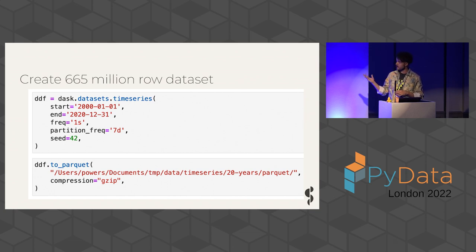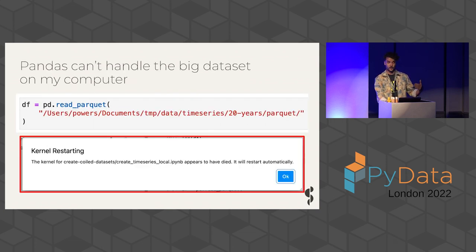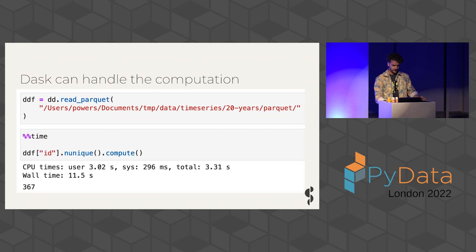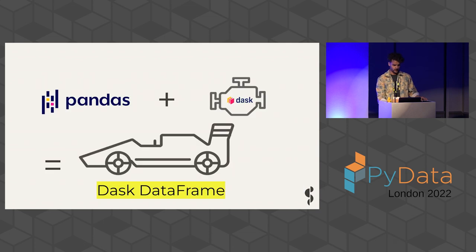Here we create a 665 million row data set with Dask and write it to Parquet. If we try to load this into pandas, you either get a memory error or your Jupyter kernel dies or something of that sort. But if we read it in with Dask, all of a sudden we can not only read in the data set, but perform computations over that entire data set. As you'll see, a slight tweak: instead of pd, we use dd.read_parquet, and we add a compute call at the end of most Dask computations, because Dask is able to process things in parallel by using lazy evaluation, which we'll talk about in more detail soon.